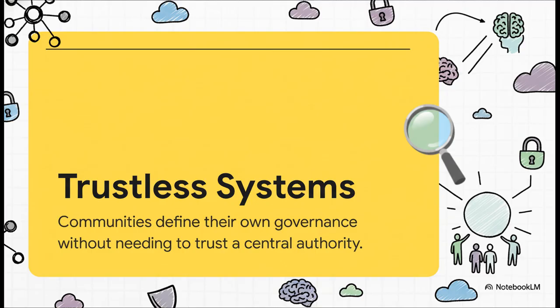So you're probably wondering, how is that even possible? It's built on something called trustless systems. Now, I know that sounds a little weird, right? But all it really means is that the system is built so you don't have to trust a big company to do the right thing. The rules of the road are baked right into the network itself, which allows for real, honest-to-goodness community control.